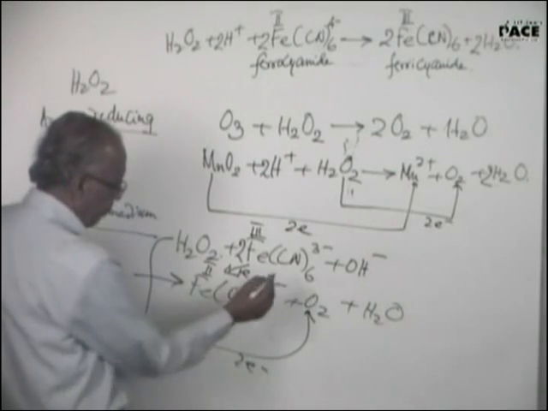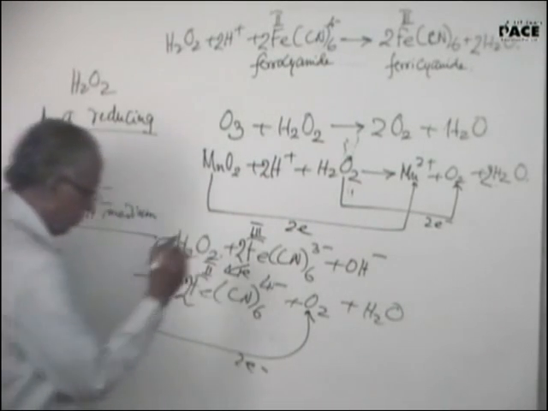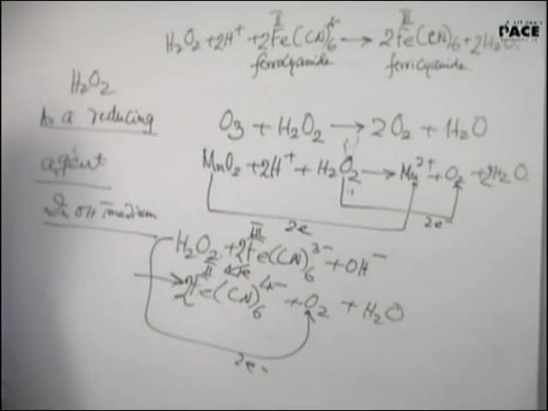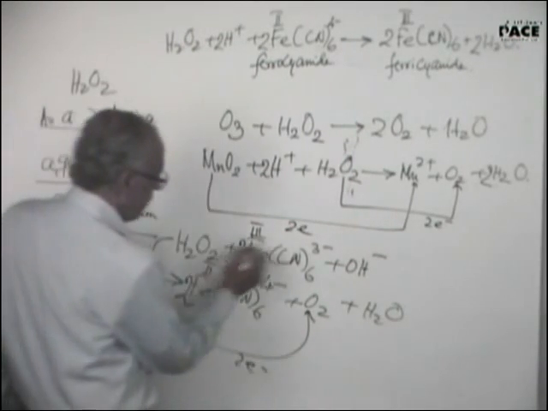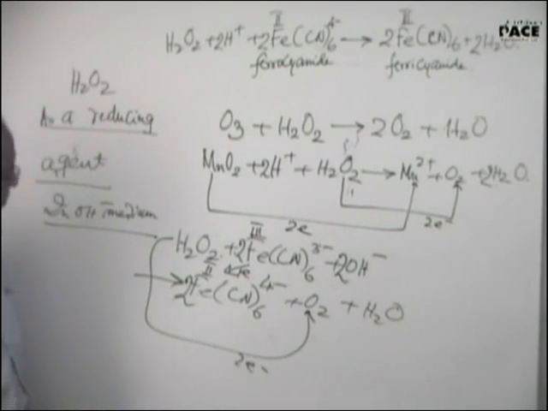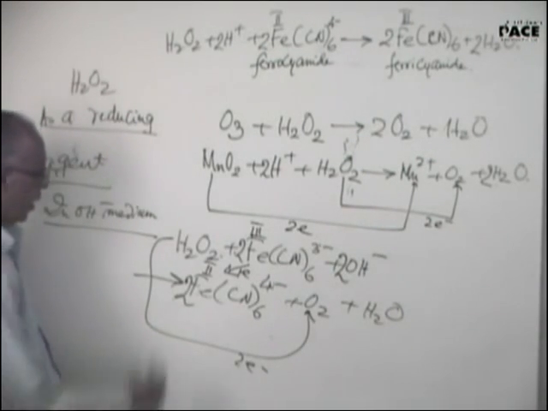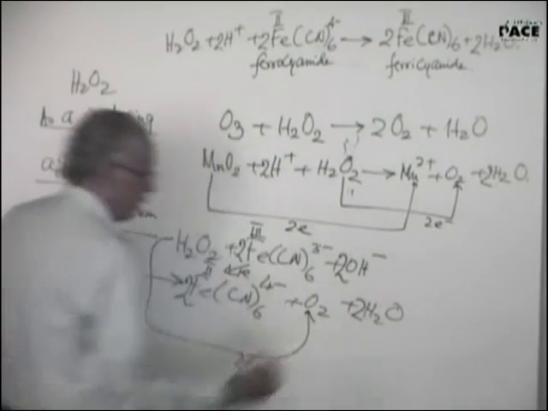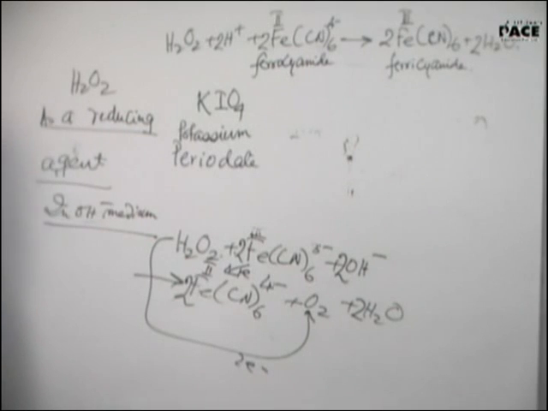You have minus 8 charge. Yes, you have 6 and you have 2 hydroxide. So you have 2 hydrogen and 2 hydrogen, and you have 2 water. KIO4 is called potassium periodate.